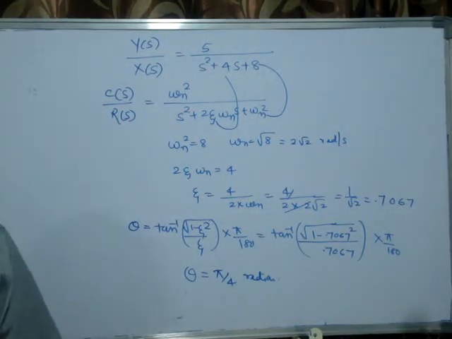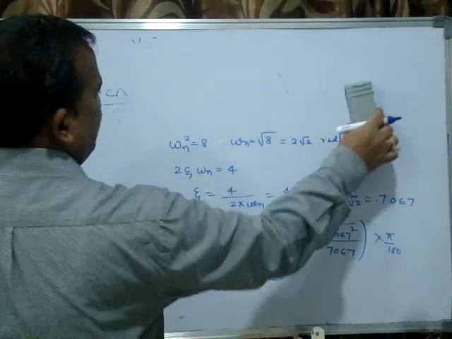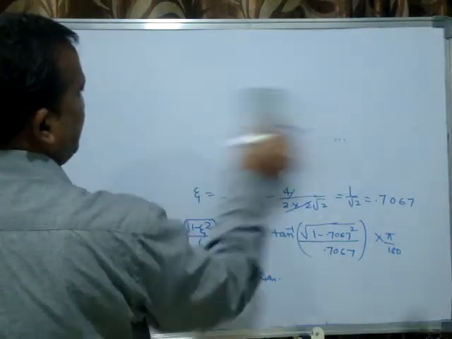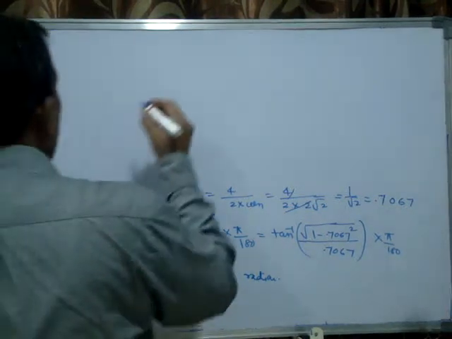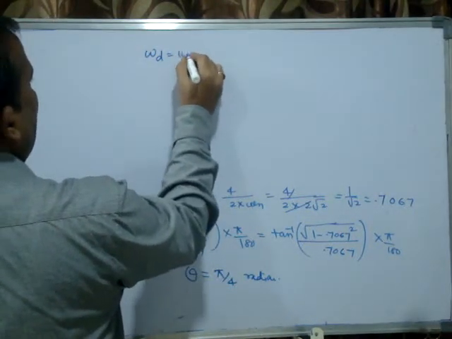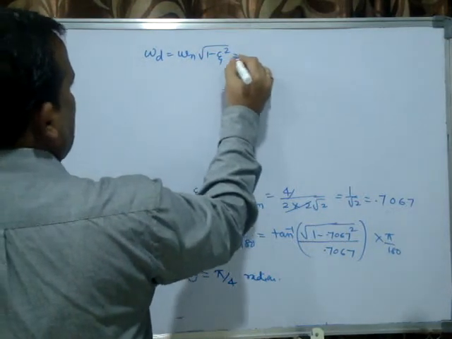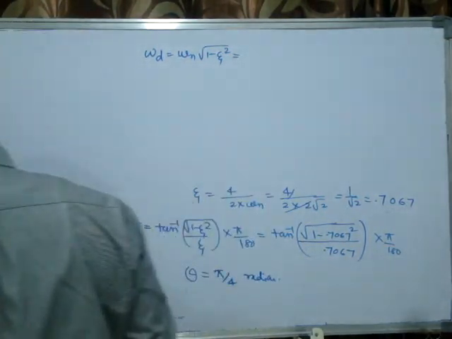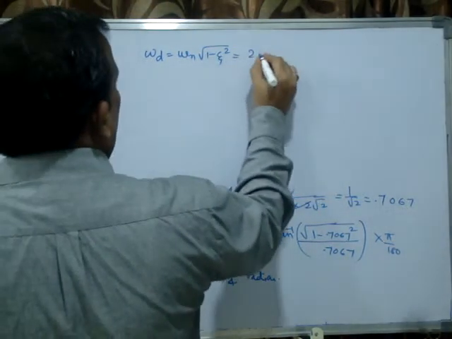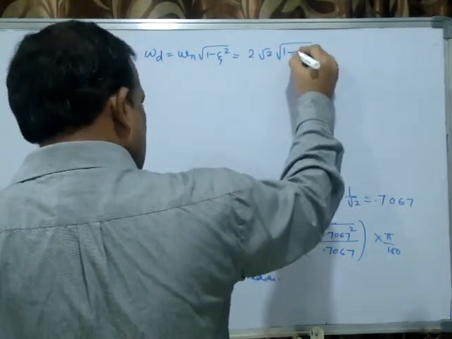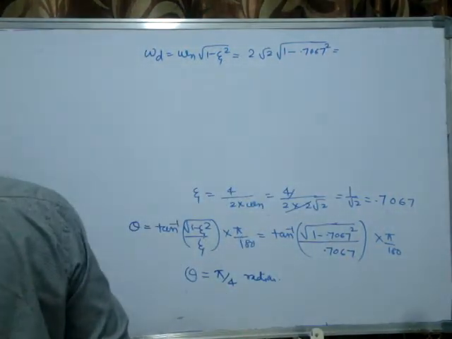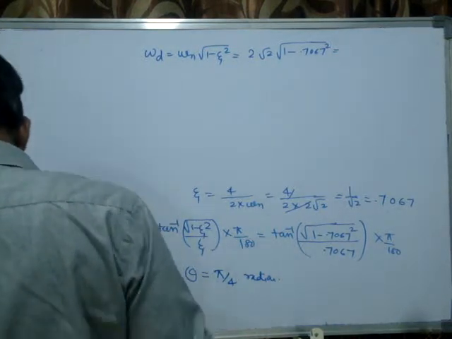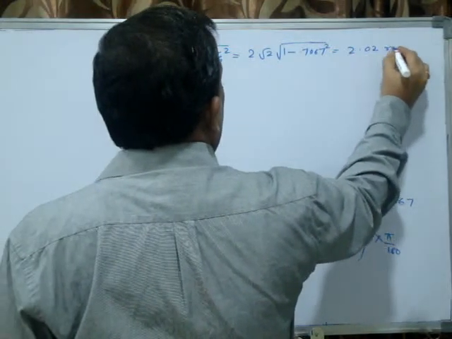I'll find omega d next, the damped natural frequency. Damped natural frequency omega d is equal to omega n root of 1 minus zeta square, that is 2 root of 2 into root of 1 minus 0.7067 whole square, that is equal to 2.02 radian per second.